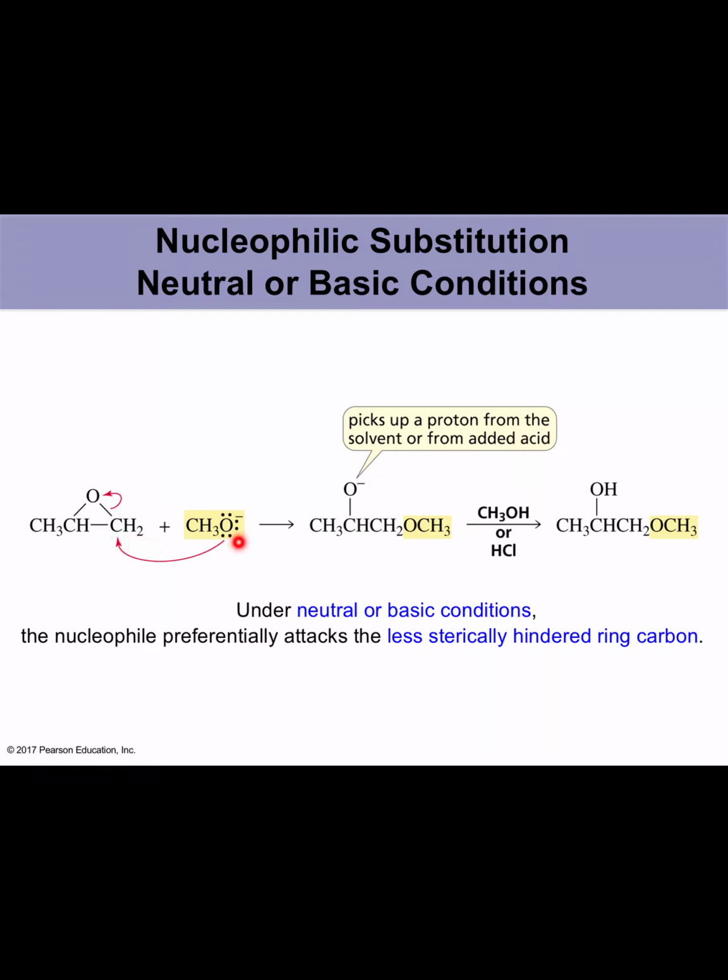This can also happen at a neutral condition too. If it is methanol, that would also go here. Okay, and this will open up. So CH3, CH, oxygen, and then the CH2 group will carry OCH3. And then when you add methanol or HCl, this oxide will grab a proton to complete the process. It picks up a proton from the solvent or from added acid. Under neutral or basic conditions, a nucleophile preferentially attacks the less sterically hindered ring carbon.